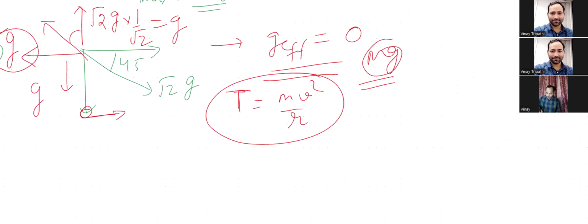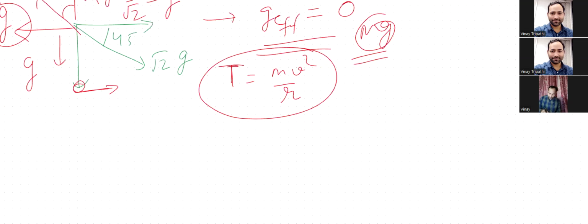So you understand here, there is no gravity, so the mg component is lost. So what will be there? This is at the top, right?